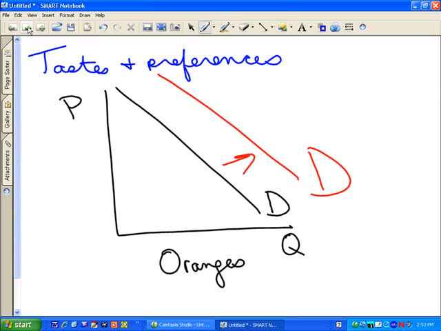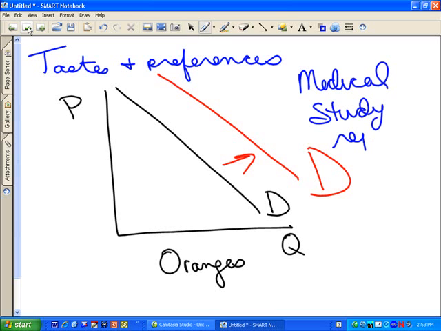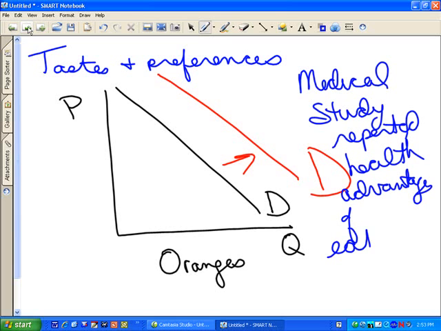So if we have a medical study reporting health advantages of eating oranges, well, we're all going to buy more oranges. We're going to increase our demand. And keep in mind, this increase in demand, if the price of oranges were 75 cents a pound, for example, I don't know what they sell for, but let's just say that was it.